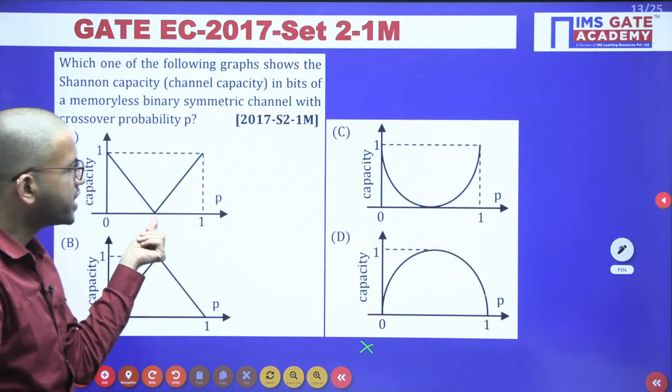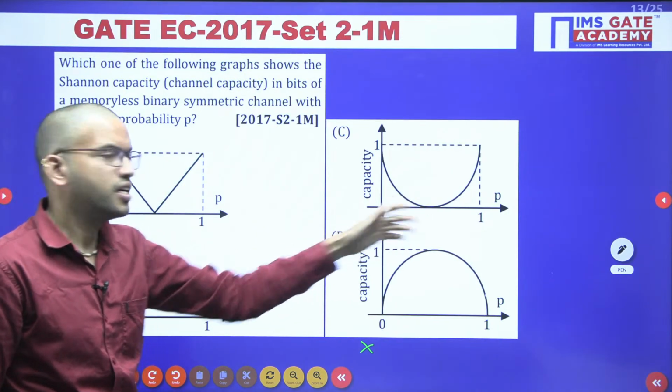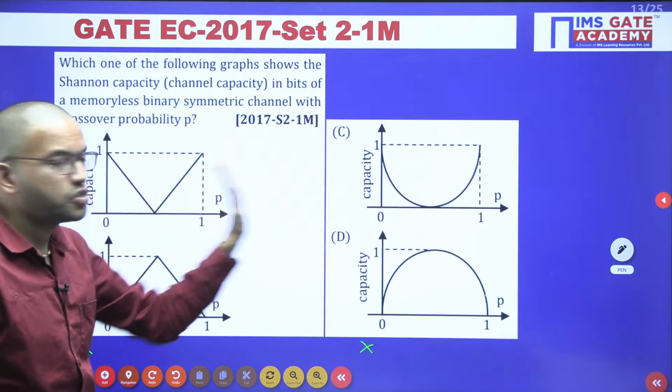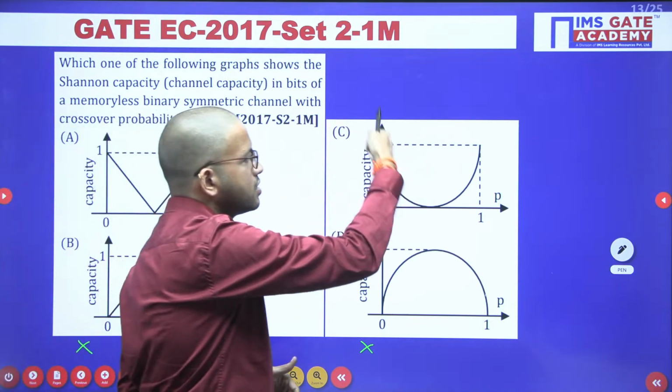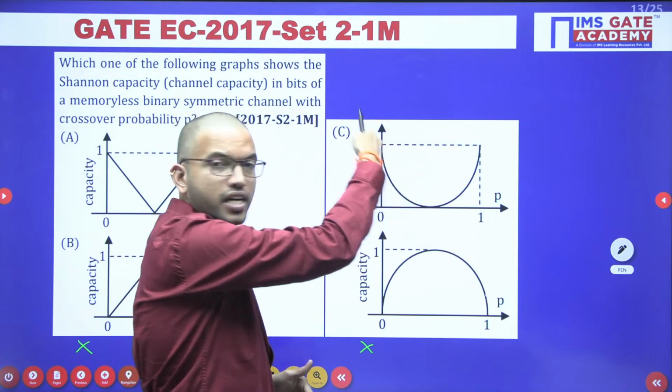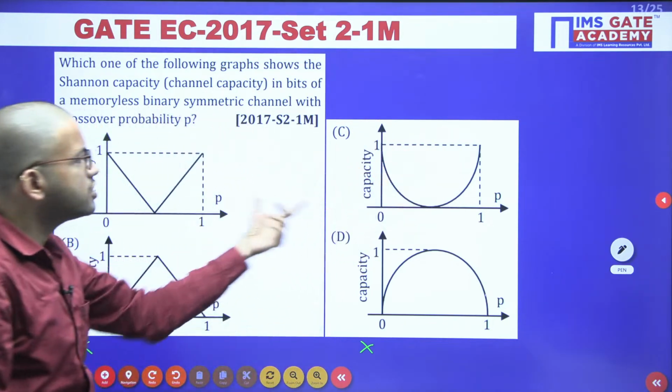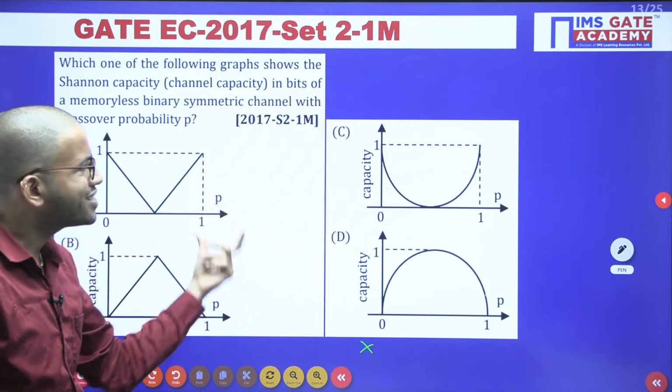Yes, here also you are getting 0, here also you are getting 0. But if you closely observe these two waveforms, one is a straight line fashion, but the other is a smoothly varying waveform. It is a curvature. Now among these two, which one do we have to decide? Which one is really correct?